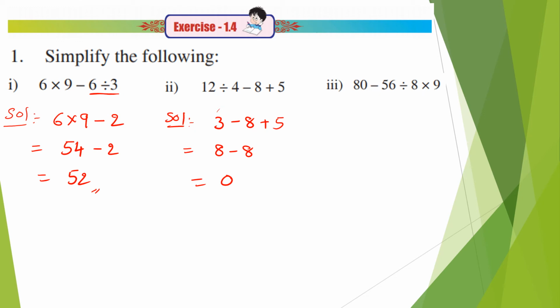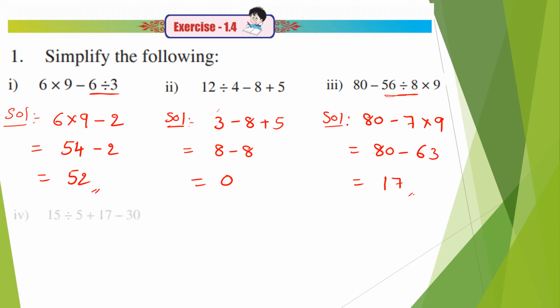Let us see the third one. The solution is 80 minus 56 divided by 8 into 9. Do the division first, then multiply, and then subtract. So write it as 80 minus 56 divided by 8, how much is it, that is 7, into 9. So that equals 80 minus 7 nines are 63. So now how much is it? 80 minus 63 is 17. So the answer is positive 17.